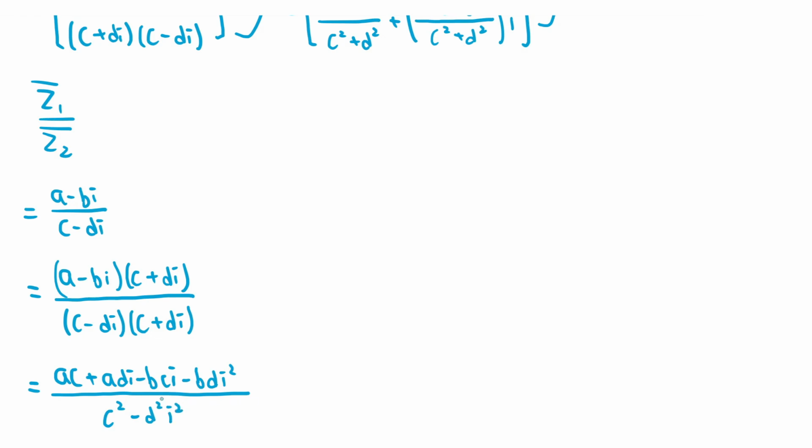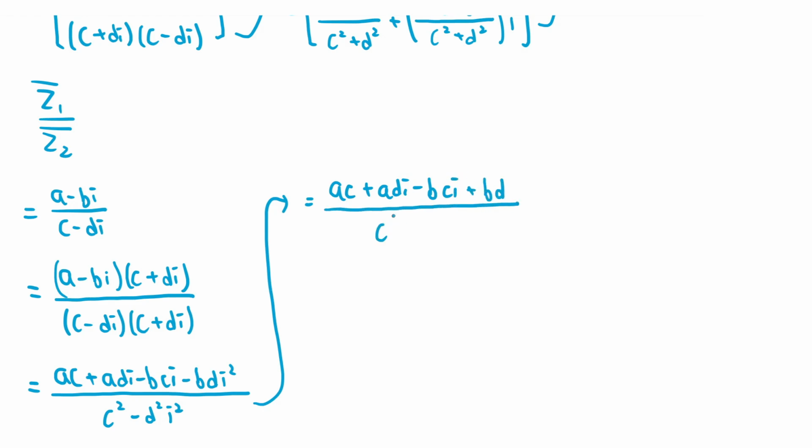And as we know, i squared is equal to -1. So this is just equal to AC plus ADi minus BCi plus BD over C squared plus D squared. Well, if we separate out the real and imaginary parts, this is just (AC plus BD) divided by (C squared plus D squared), plus parentheses (AD minus BC) over (C squared plus D squared) times i.